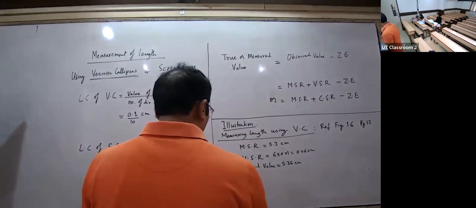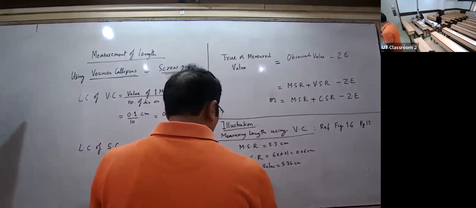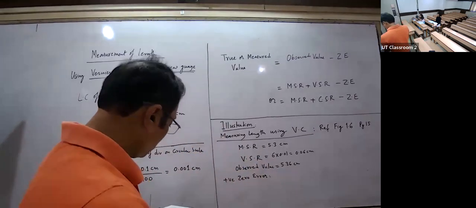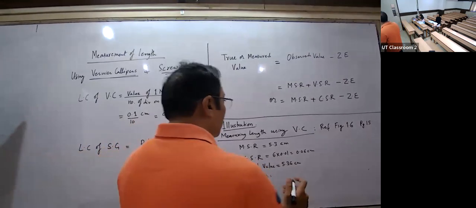Now let's calculate the positive zero error. For this, we refer to diagram 1.4.